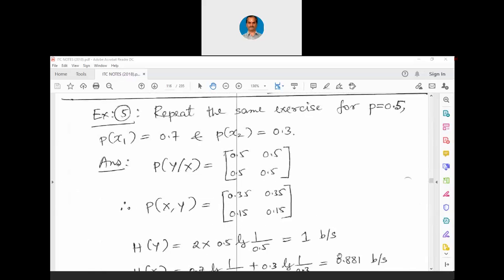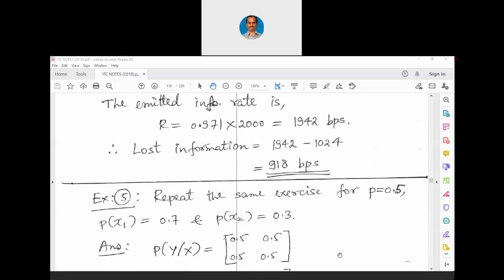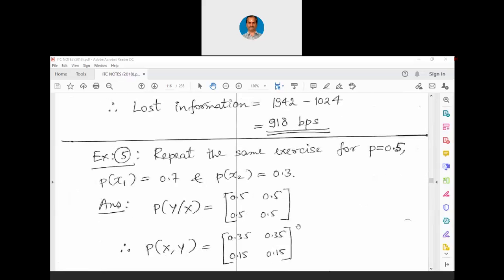Now, can you do this exercise? Repeat the same exercise for p equals 0.5, p of x1 equals 0.7 and p of x2 equals 0.3. To help you, I am already showing the channel matrix and the joint probability matrix.